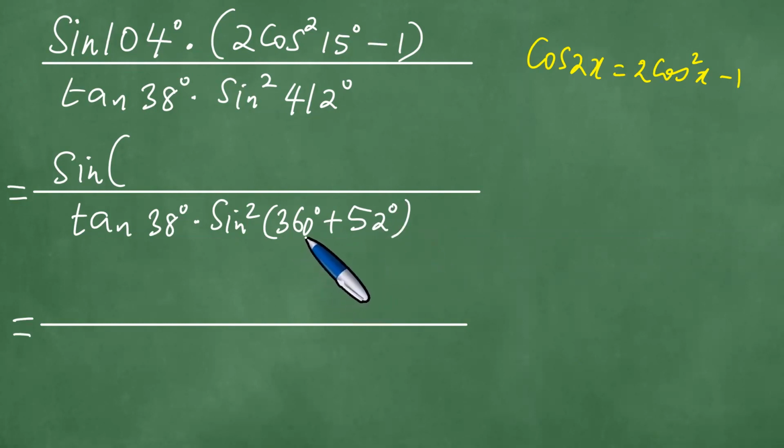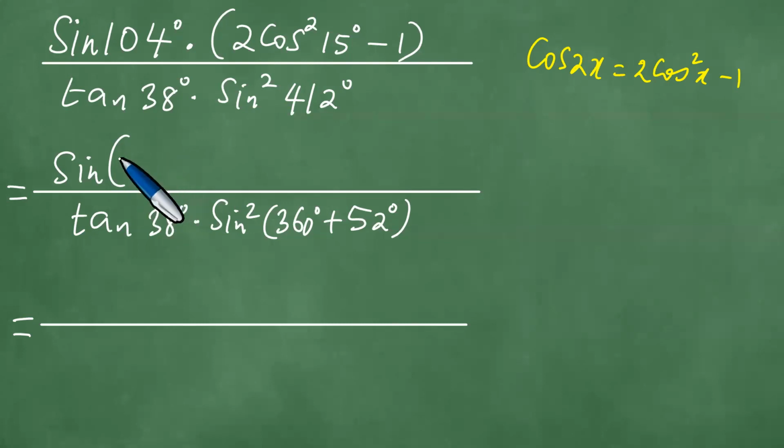Let's check this one. Because if you have 360 plus 52, you get exactly 412. Yes, 412. Good. You need to make sure that these numbers are correct so that it works beautifully. And then now you have this one, which is 104 degrees. This 104 degrees can be related to this. Obviously, because it is an obtuse angle, you need to reduce that.